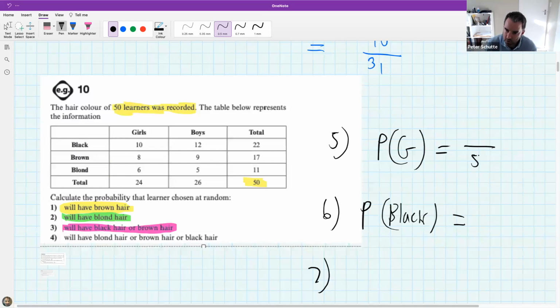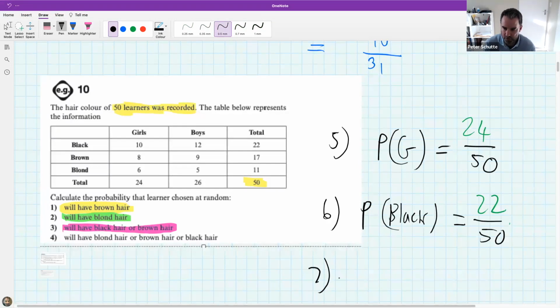So the good news is we know this is out of 50, and we know this is out of 50. What's the probability that someone is a girl if they're chosen at random from this collection? Well, I go to the girl column and I get 24 out of 50. And then what is the probability somebody has black hair? Well, it's going to be 22 out of 50.